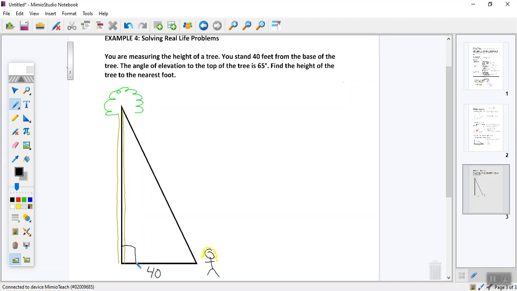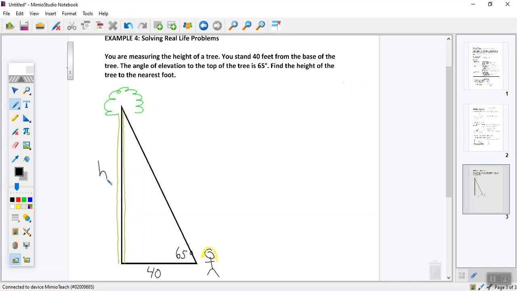The angle of elevation is always from your eyesight. If I'm looking straight ahead and then I look to the top, how many degrees did my eyes shift up to look at the top? So the angle of elevation is basically from where you are. The 65 degrees should go right about there. What are we trying to find? The height of the tree, which is right here.